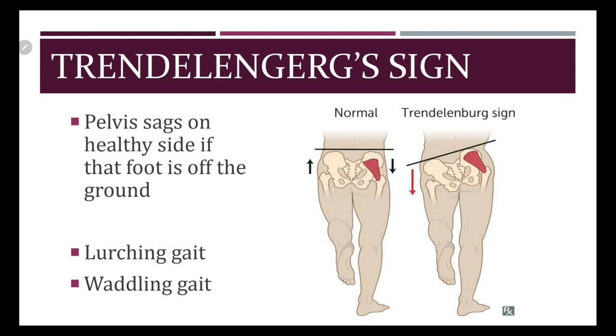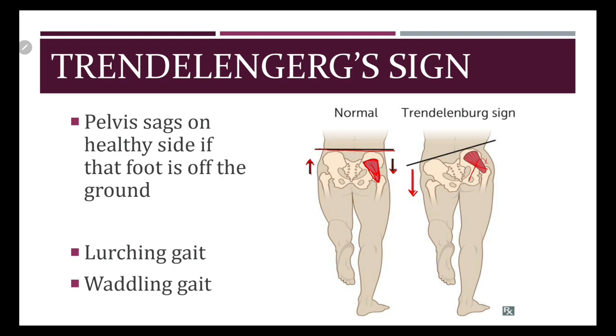So here in this diagram you can see this is gluteus medius and minimus. If this gluteus medius or minimus contracts, this will pull this side downwards and hence will pull the opposite side upwards, keeping the horizontal level. When the gluteus medius and minimus of one side are paralyzed due to injury of the superior gluteal nerve, the pelvis sags on the healthy side if that foot is off the ground.